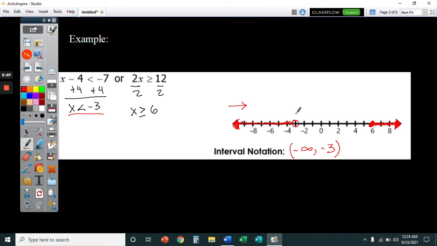And then there's nothing between -3 and 6. But then it starts again at 6. Closed circle means 6 is included, which means I have a bracket here. And then the arrow keeps going all the way to positive infinity. And again, whenever we see infinity, we have a parentheses. And that's how you do an OR inequality. And you'll see the word OR in those types of problems.